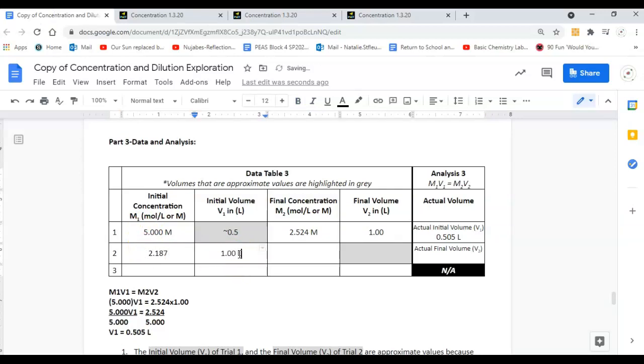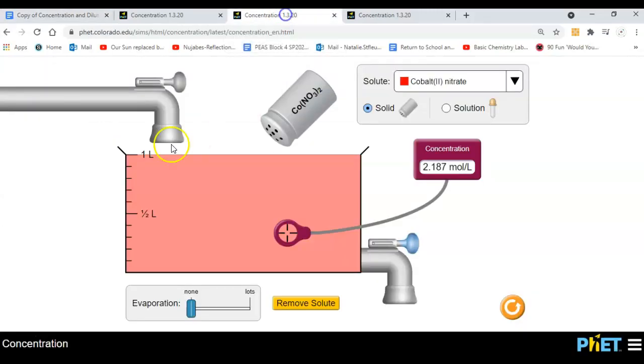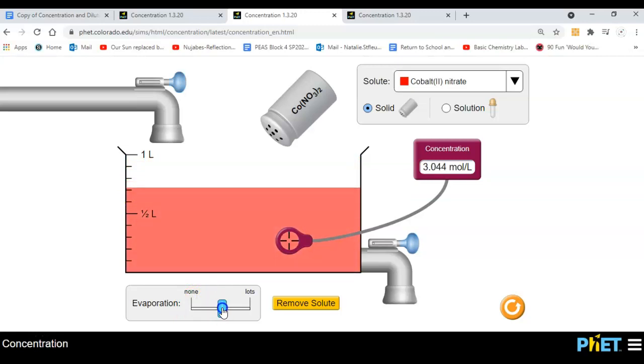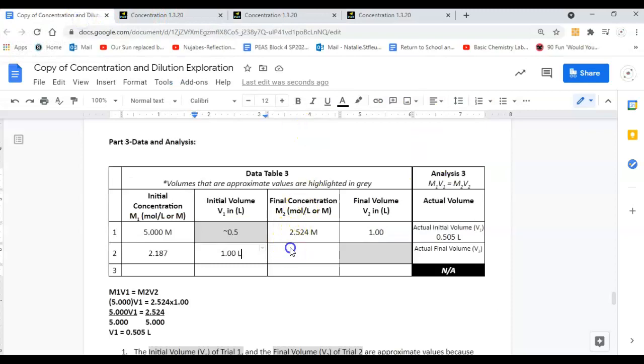Remember, the 1 liter is set because you can't go more than 1 liter here. Now what we're going to do is evaporate it until the solution reduces down to about half. So I just do that, and you notice the concentration is changing. Think about how it's changing as we're evaporating. So now it's about half, and 4.309 molar is my M2. And then my V2 is approximately 0.5.